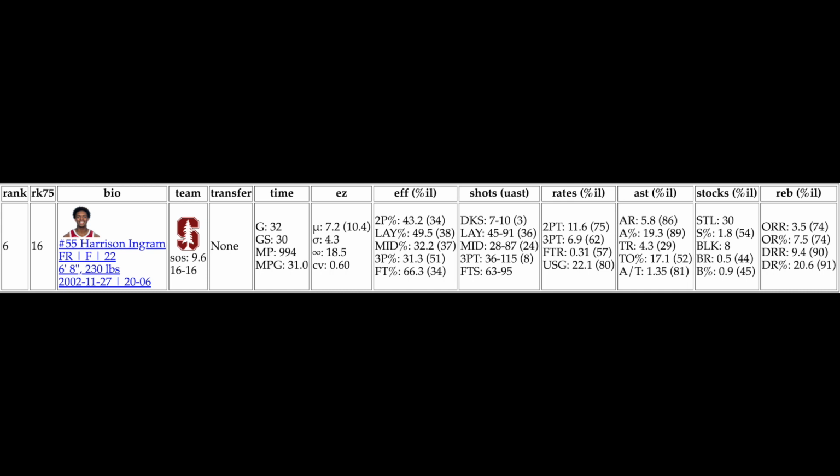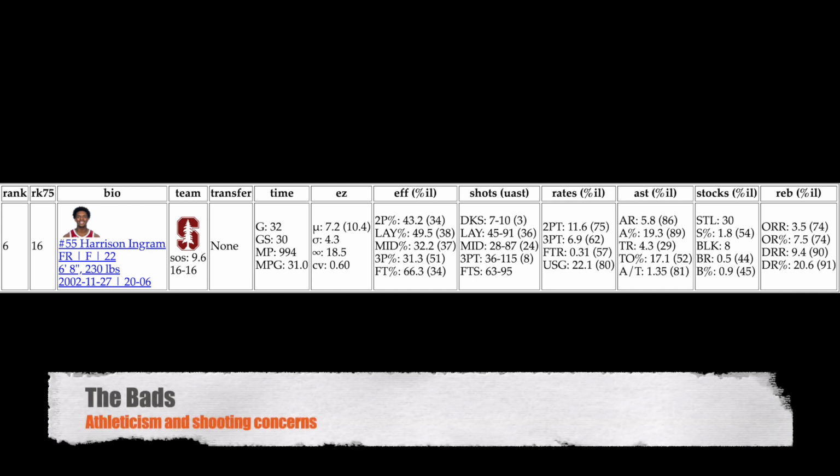That's basically where the good news stops, though. There are several issues that Ingram needs to work on, and perhaps some that will continue to hold him back from becoming a top tier or lottery prospect in 2023. Ingram only had 10 dunk attempts on the season and missed three of those.